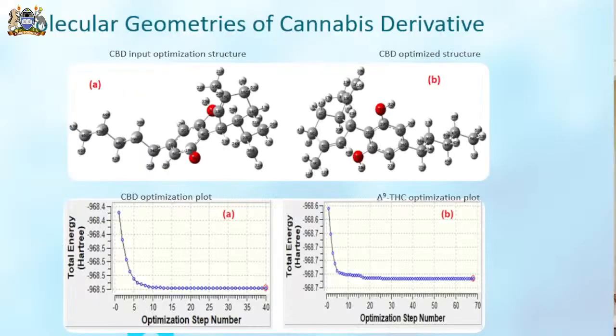Next slide. So we generated the geometries of the cannabis derivatives. If you look at figure A there, it shows the input structure that we put into the computational software, and it was able to optimize this to give us the most stable compound of CBD. For CBD to get optimized, it took about 40 optimization steps at an energy of around 967.9. While THC, for it to attain stability, took about 68 optimization steps, as indicated by those optimization step diagrams. Those energies show that for THC to become very stable in your body system, it will require so many changes or reactions.